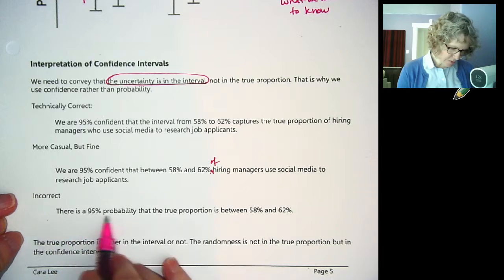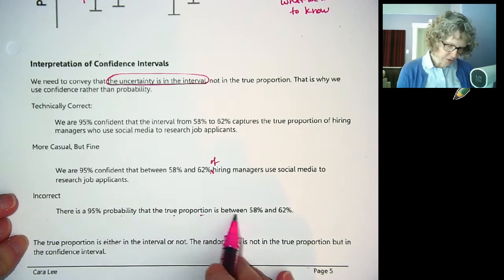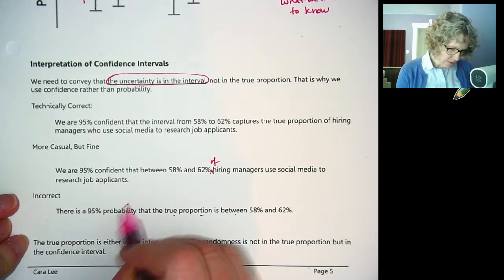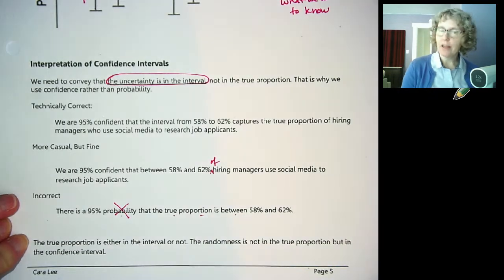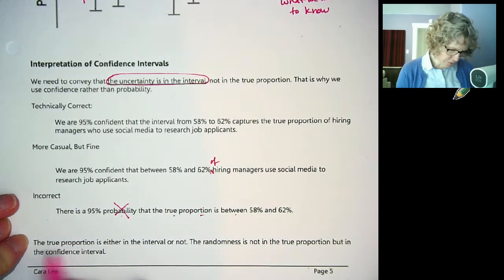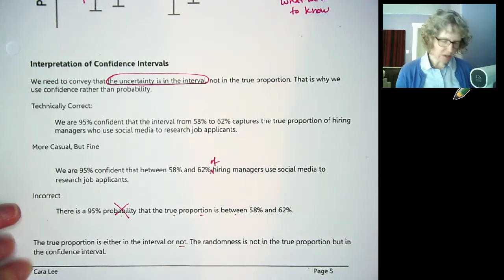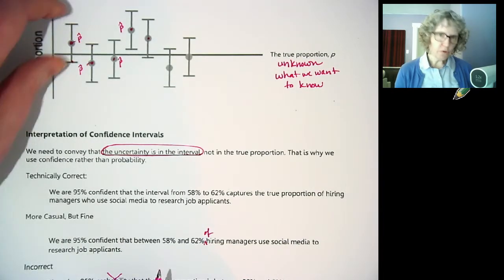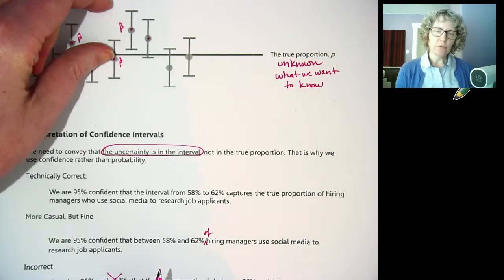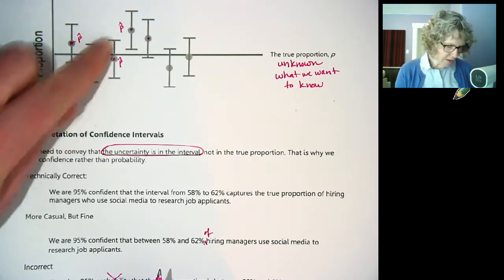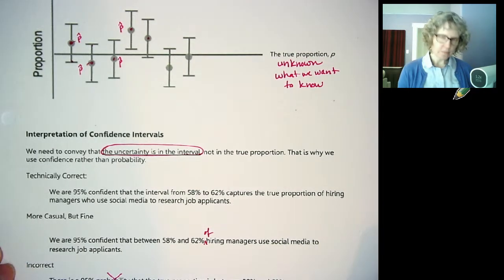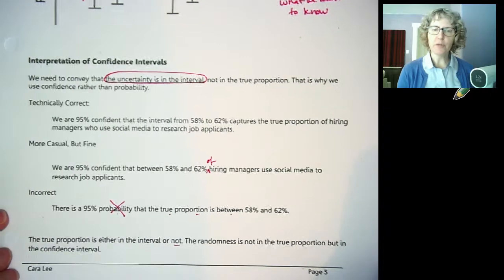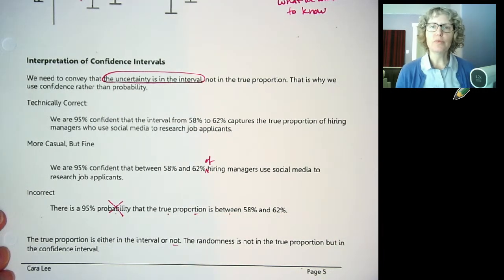Incorrect: there's a 95% probability that the true proportion is between that and that. That makes it sound like the true proportion is bouncing around, and sometimes it's in and sometimes it's out, but that's not true at all. The true proportion is either in the interval or not. The randomness is in the confidence interval. So it's the interval that's moving around based on our sample. So we say we're 95% confident that the interval is capturing the true proportion. Okay, so that's a little bit more on interpreting confidence intervals, and we'll do some practice in the next video.